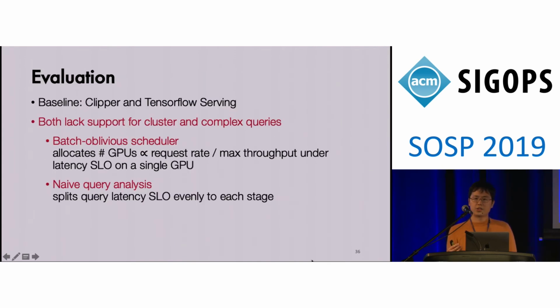Now let's talk about the evaluation of Nexus. We compare mainly to the two state-of-the-art serving systems, Clipper and TensorFlow Serving. And we mentioned that they both lack support for cluster resource allocation and complex queries. So we built two baseline implementations for them. The batch oblivious scheduler allocates the number of GPUs of a model proportional to its request rate and inversely proportional to the maximum throughput that this model can achieve under this latency SLO on a single GPU. The naive query analysis simply splits the query latency SLO evenly across each stage.